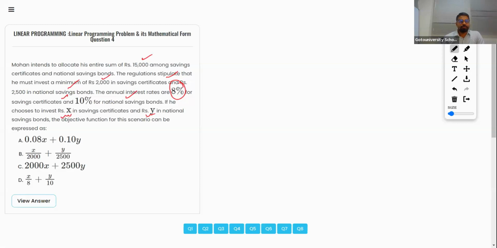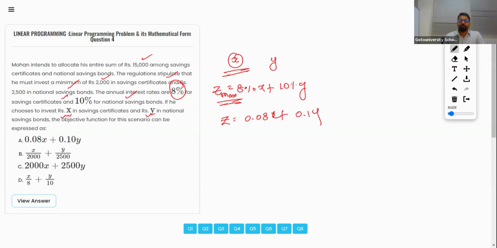So annual interest should be what? That's what we have to maximize, right? So we have to have the highest interest, right? So if X is the amount you invest in the saving certificate, and Y is the amount you invest in the bonds, what happens is 8% of X plus 10% of Y, we have to maximize. Yes or no? That is our objective function, which can be written as 8 by 100, which is 0.08x, plus 10 by 100, which is 0.1y.